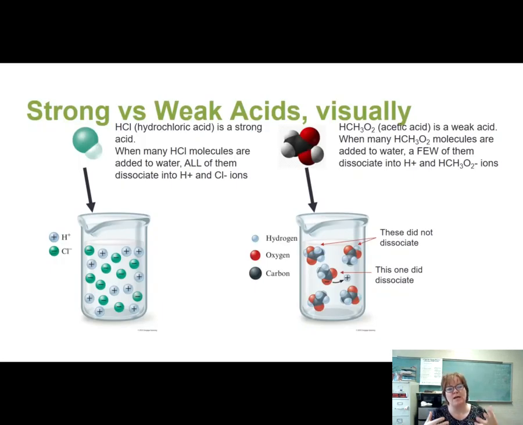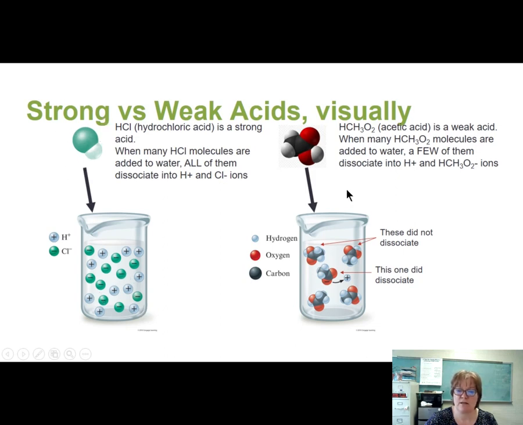So again, just showing you the difference between a strong acid and a weak acid visually. If I have a strong acid, so here's my HCl molecules. It begins life before I put it in water as a molecule. It's a covalent molecule. It's stuck together. But if I put them in water, all of them that I put in water dissociate into the H plus ions and the Cl minus ions. There's no intact molecules of HCl left.